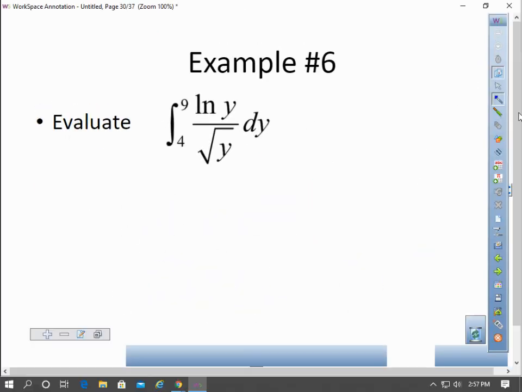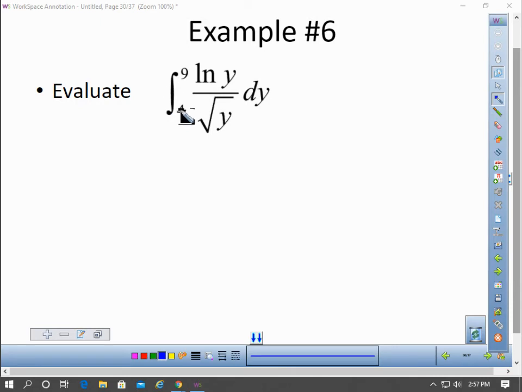All right, next problem. We're going to integrate from 4 to 9 of ln of y divided by the square root of y dy. To do this, I need to decide who is going to be my u and who is going to be my dv. Remember, my u needs to be something I can take the derivative of really easily, and my dv needs to be something I can integrate easily.